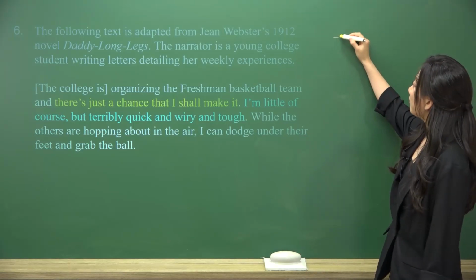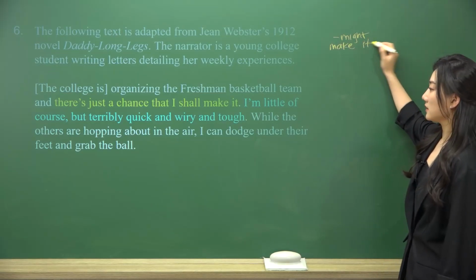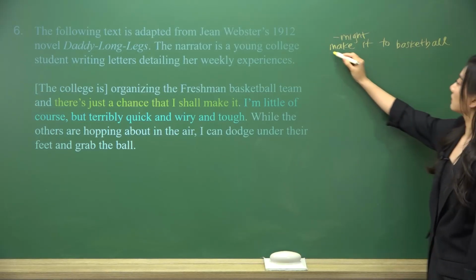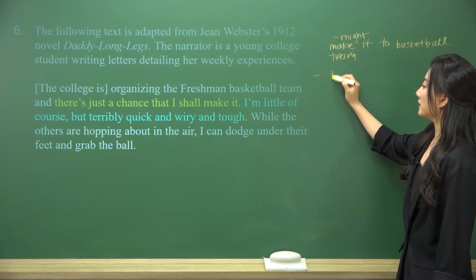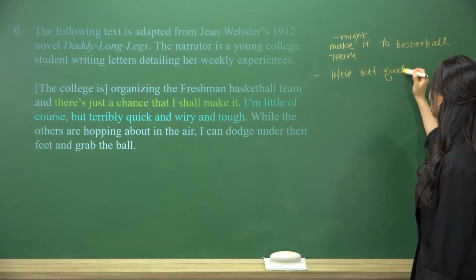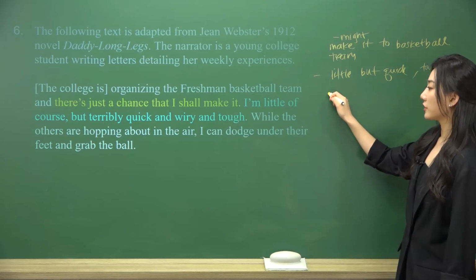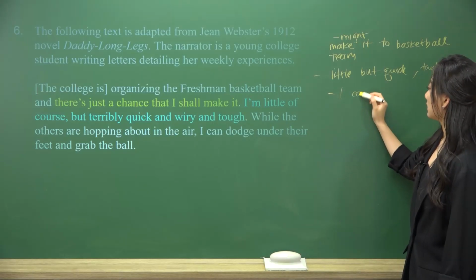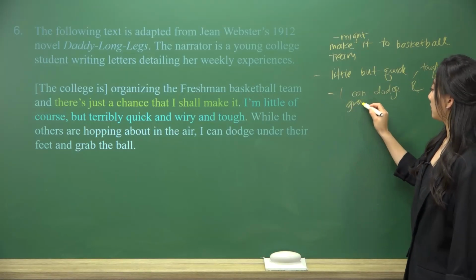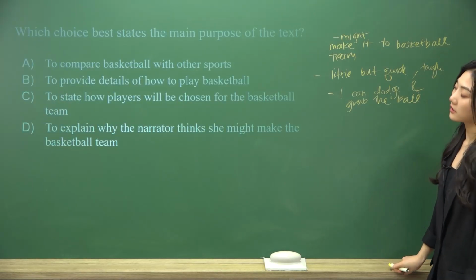So, might make it to the basketball team. Narrator's little, but quick. Tough. Like that. I can dodge under their feet. I can dodge and grab the ball. Like that. Let's take a look at the question.